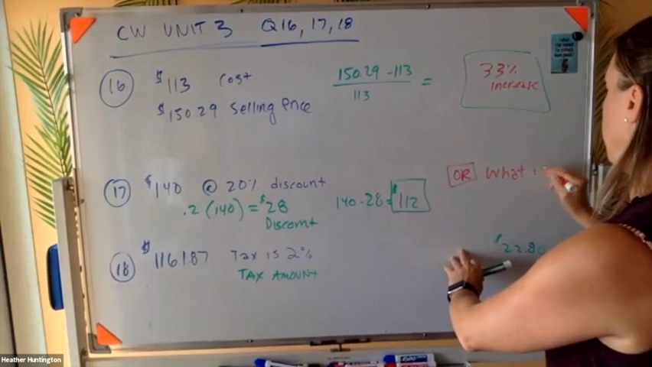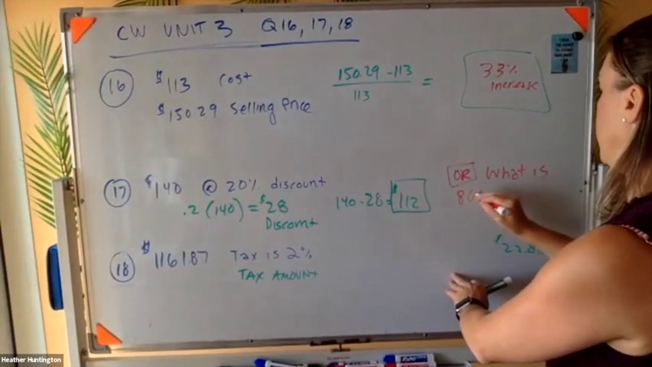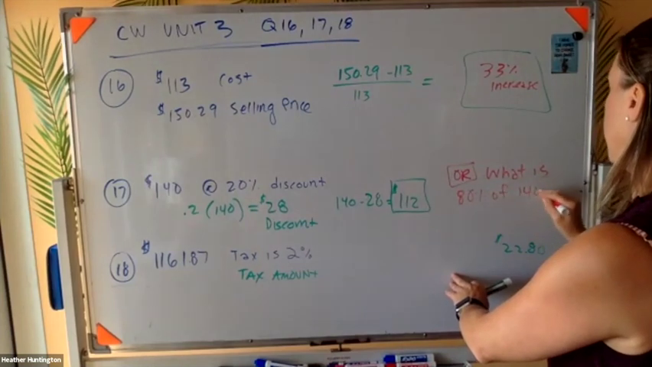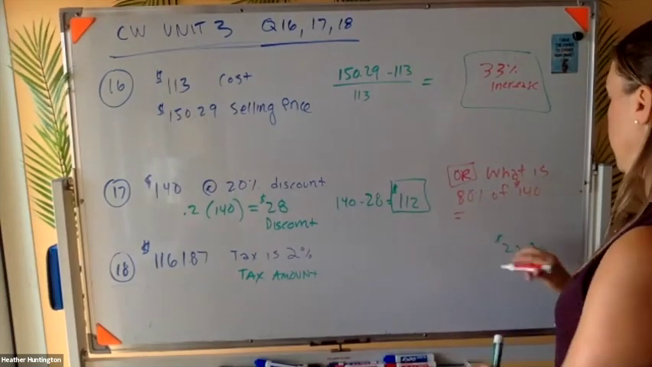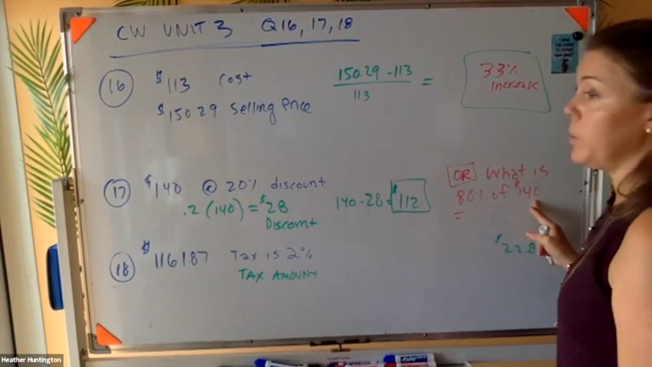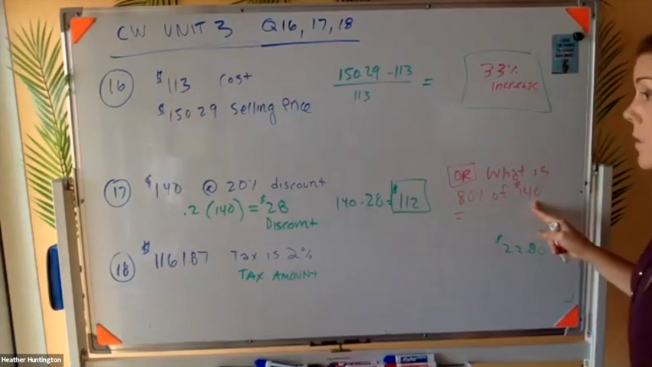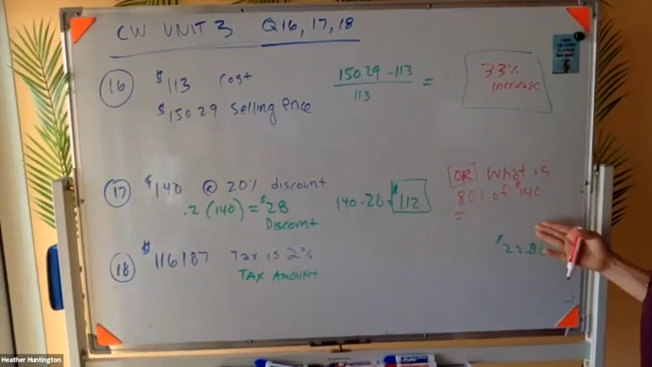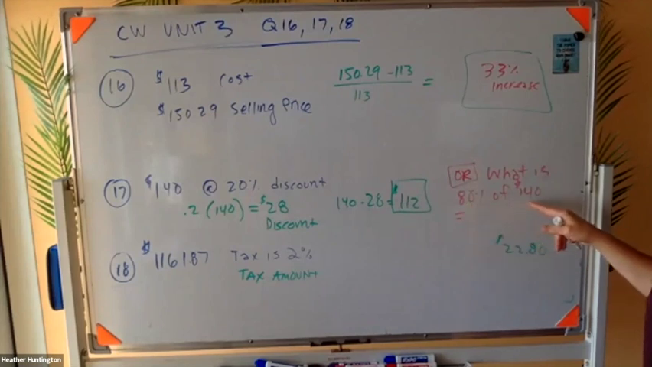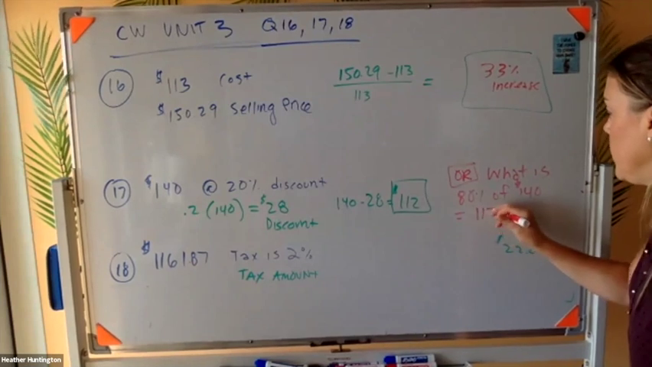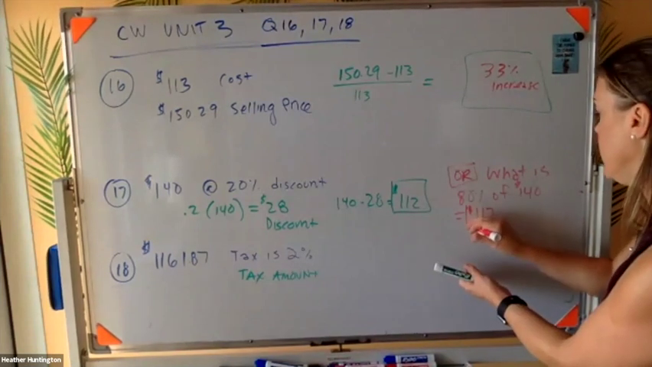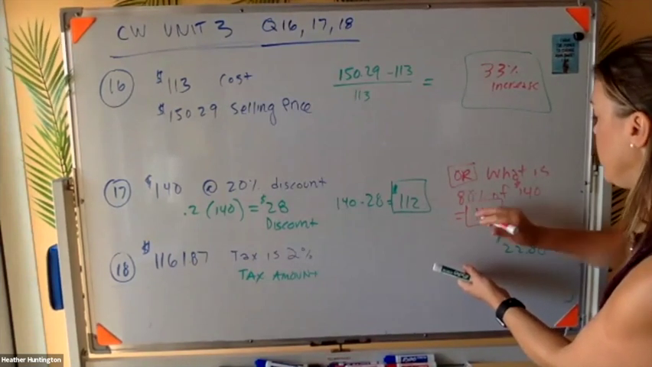What is 80% of 140? Again, you can do that without a calculator because you know 10% is 14. So 80% is 8 times that. So it's 8 times 14, which is going to be 112. So quicker ways of doing that.